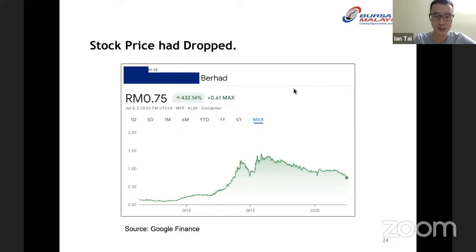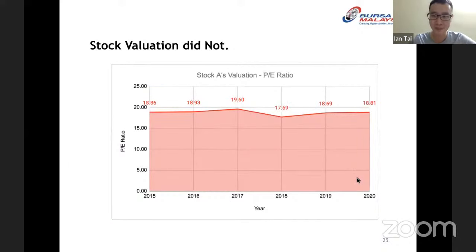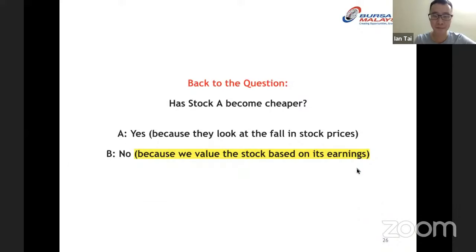As you can see, the stock price has actually fallen. If you spotted that this is a value trap, you're right. The stock price has fallen down to 75 cents, and once again, I won't tell you what stock this is. The stock price has dropped, but the valuation did not. So, going back to the question, has stock A become cheaper? People who just look at stock price think it has. That's why they are more prone to fall into value traps. Whereas for people who look at earnings, the answer is no.